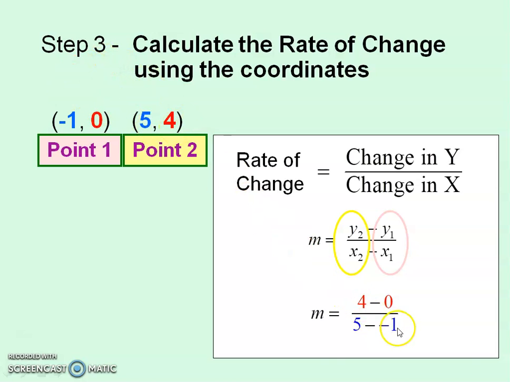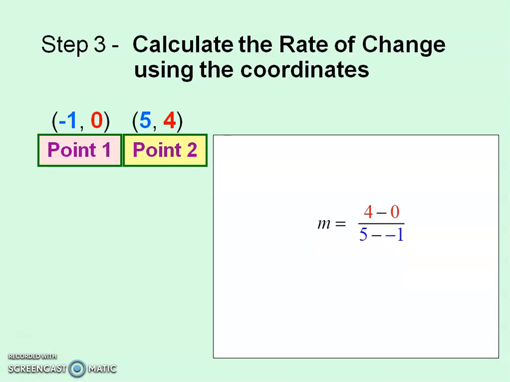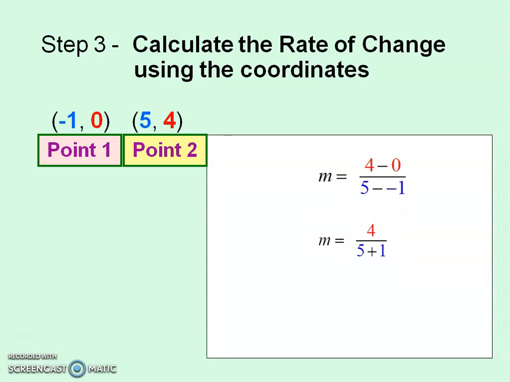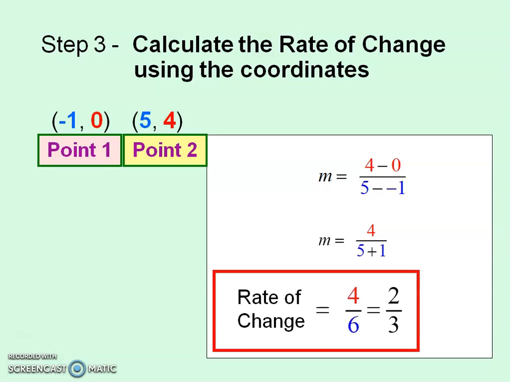You have to be really careful with sign. I'm always subtracting. And I'll always take a step to write out the extra negative, even though 5 minus -1 means plus. I'll write that out in the next step, though. So when I simplify this, this becomes 4 over 5 plus 1, which is 4 over 6, and that reduces to 2 over 3. That's my rate of change.